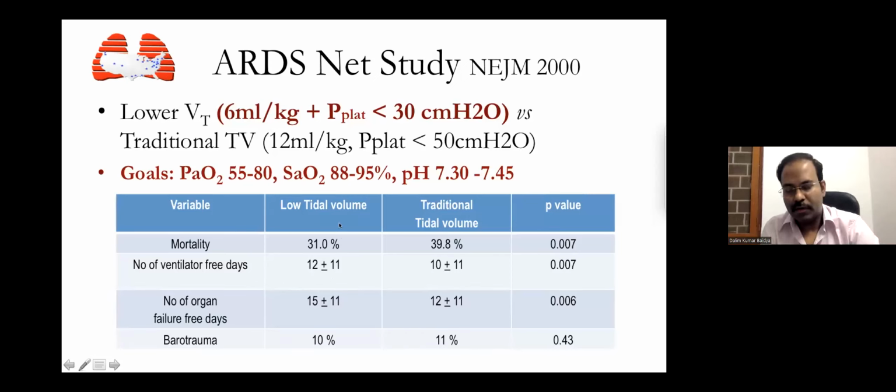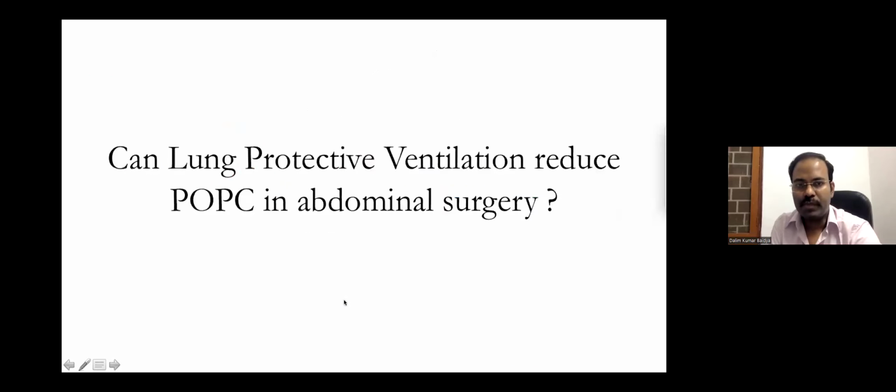So that means adoption of low tidal volume strategy with 6 ml per kg of tidal volume significantly reduces mortality and other morbidities as well in ARDS patients. Subsequently, since we see good incidence of POPC in major abdominal surgery, if you look at the literature, the incidence of POPC following major elective abdominal surgeries will range from 15 to 25%. And in emergency surgeries, it will be further high, like 30 to 40, even 50% in some studies.